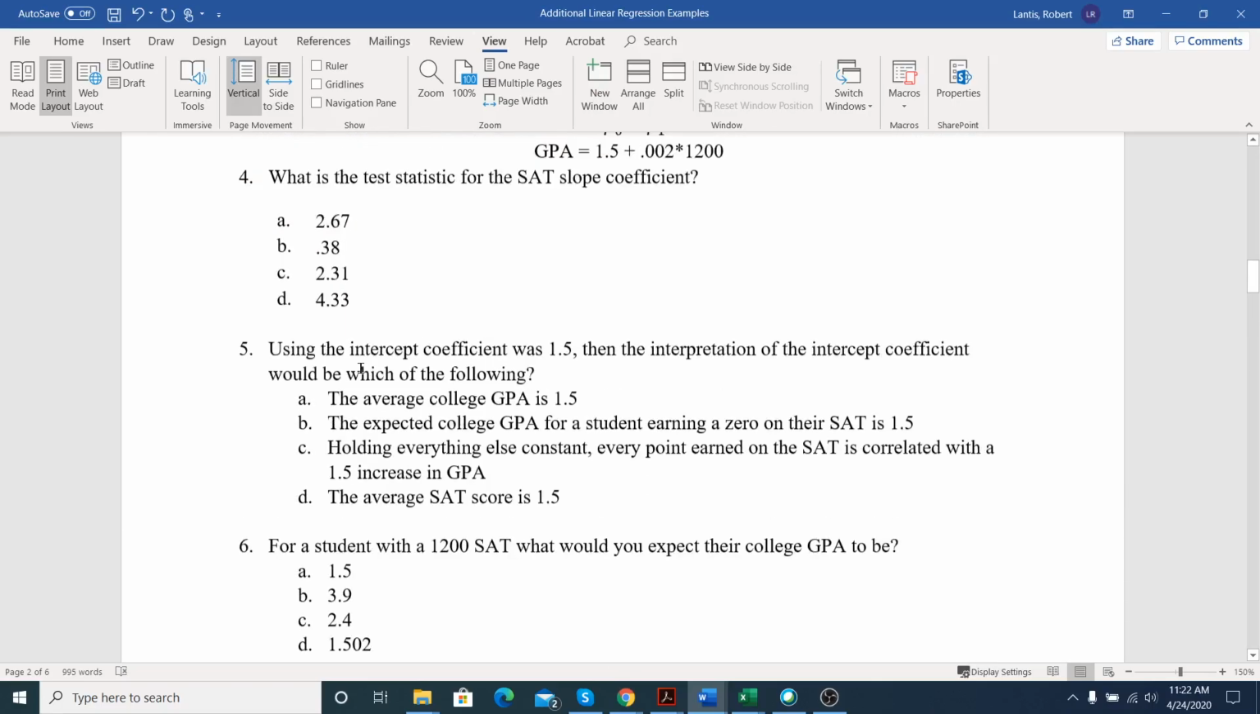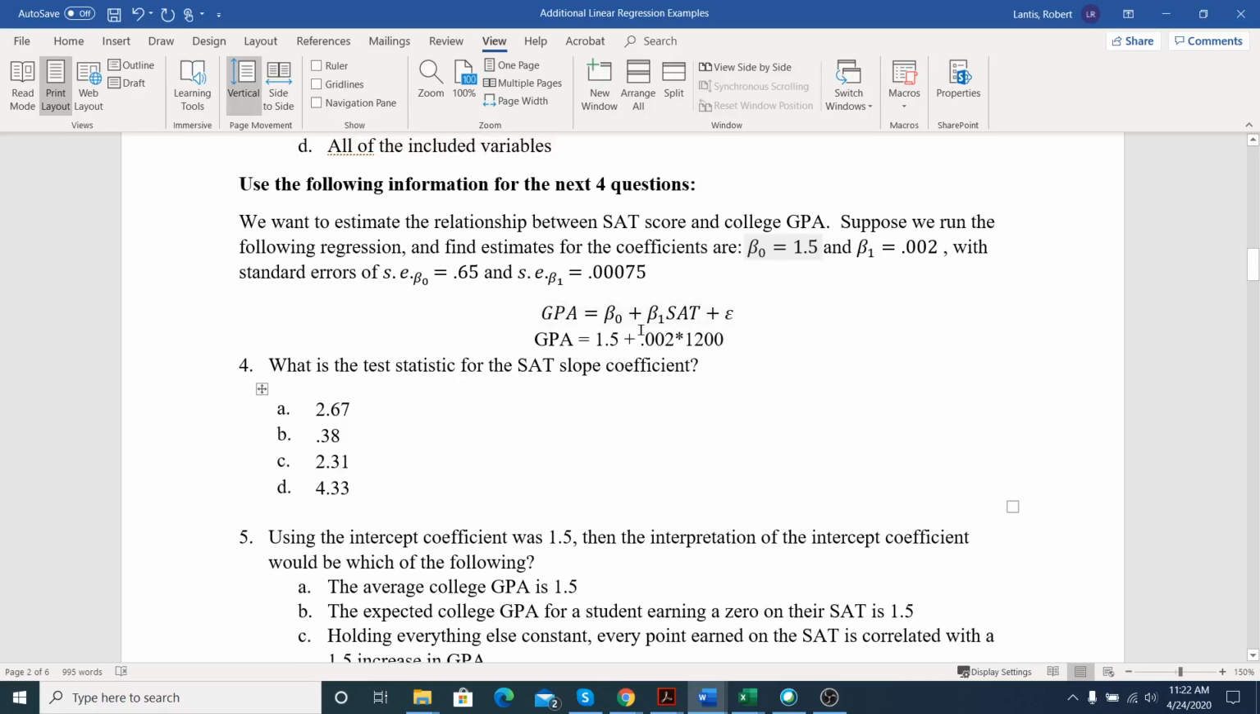So to make these predictions, you're really just plugging the values in, right? Plugging your coefficient values in where they belong, and then for whatever hypothetical person, here a person with a 1200 SAT score, you would plug their score into the SAT variable.